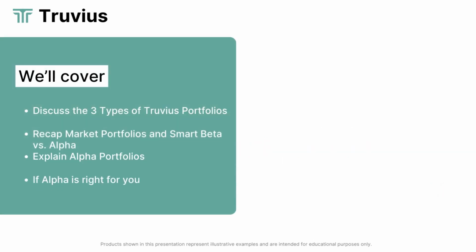In this video on our alpha portfolios, we'll go over the 3 types of Truvius portfolios and how alpha fits in with them. We'll recap our market portfolios and explain why they matter for understanding alpha, as well as the differences between smart beta and alpha. And then we'll dive into how our alpha portfolios work, after which we'll cover considerations to determine if our alpha portfolios are the right digital investing solution for you.